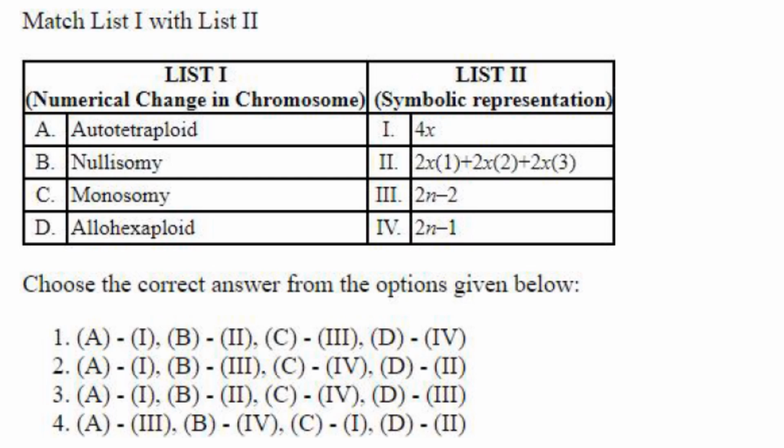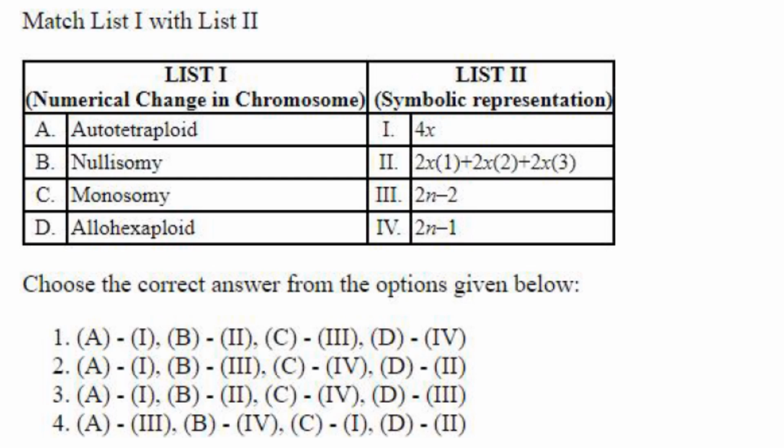Then the next one, match list 1 with list 2. Numerical change in chromosome, symbolic representation. Autotetraploid: in this, the organism has 4 sets of chromosomes which are derived from the same species. Auto means self, so from the same species. So it is 4x, A1. So A1 is there in 3 options.